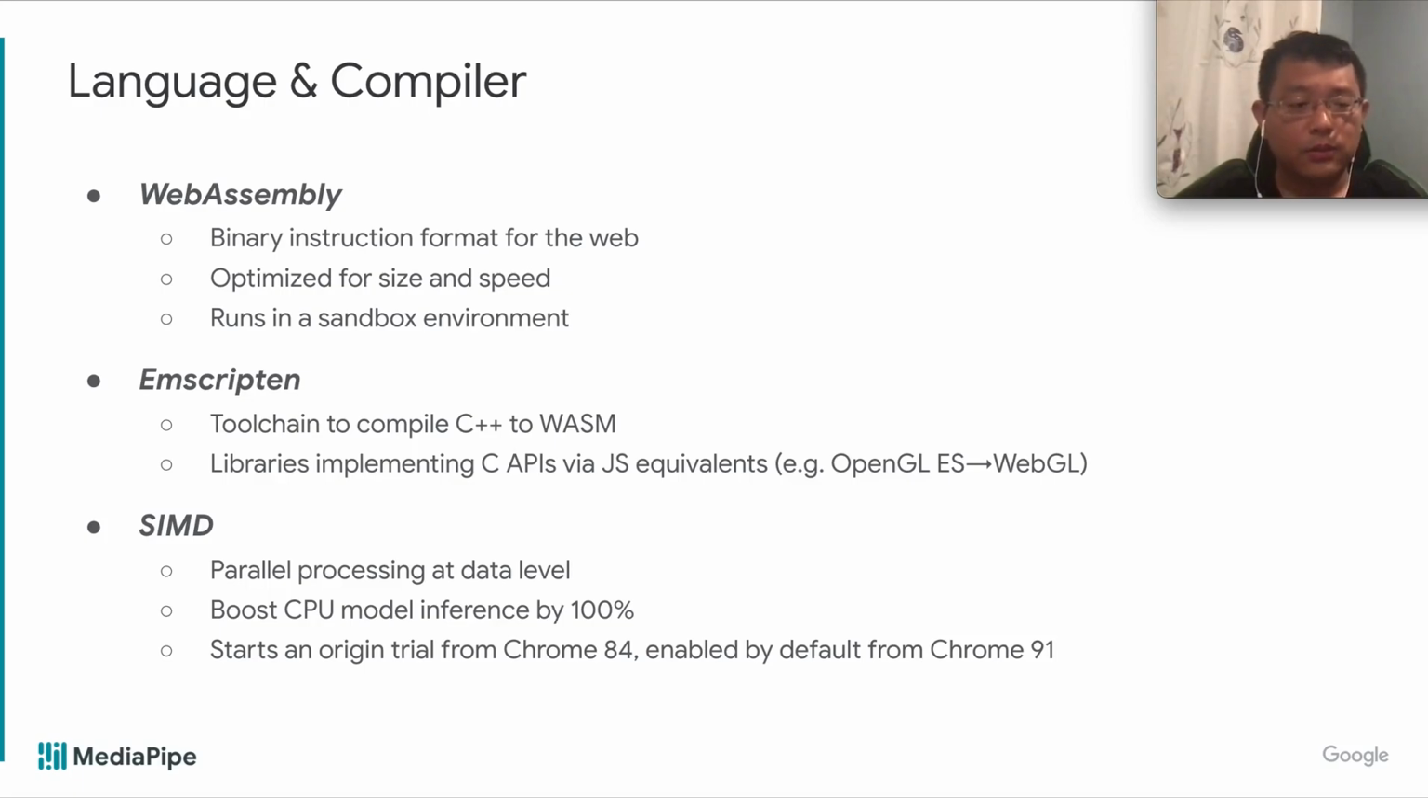SIMD refers to single instruction, multiple data. SIMD can boost performance by exploiting data level parallelism and is also useful when compiling native code to WebAssembly. For some of models, WebAssembly SIMD can boost the performance by 100%, double the FPS of CPU model inference.